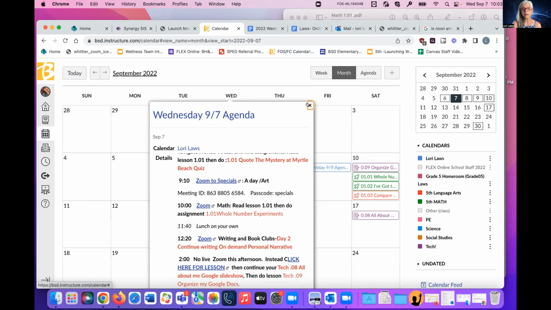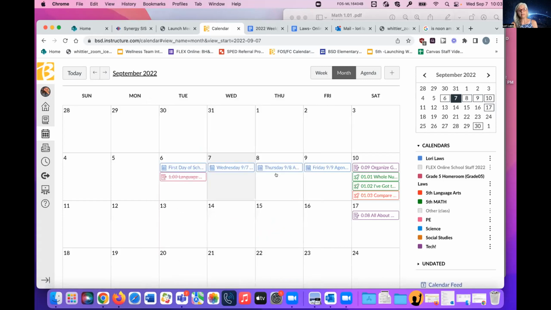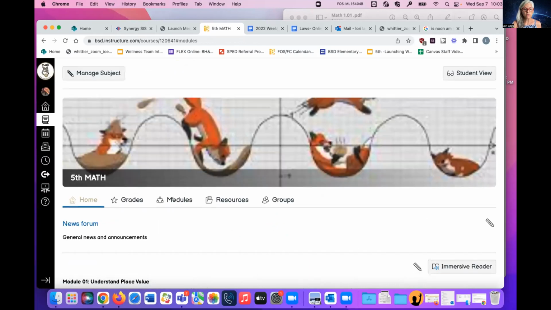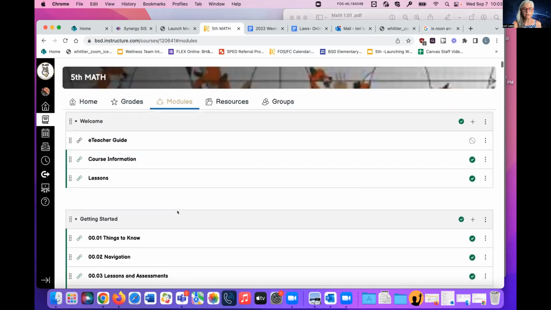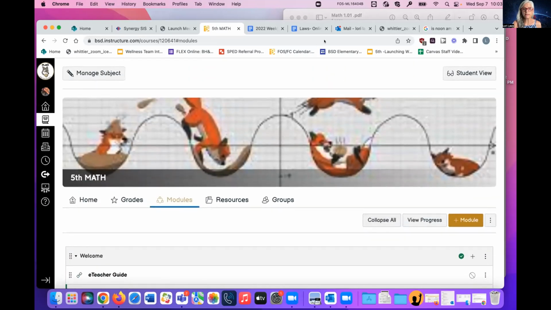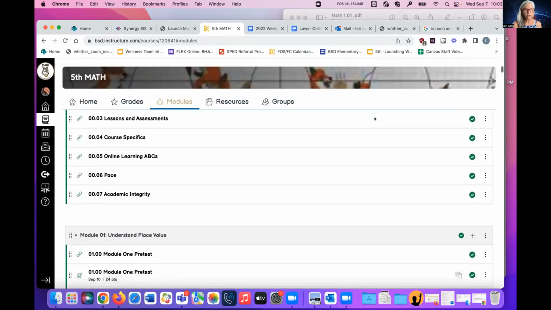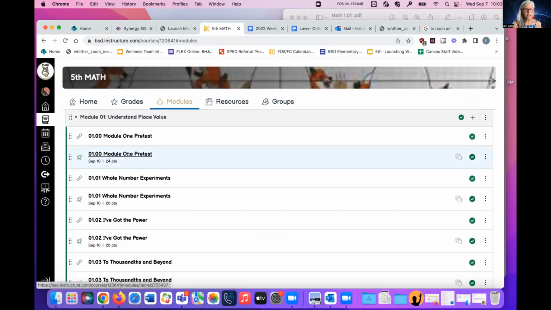So this first unit in math is working on place value, which I looked at your pre-tests, which most of you did yesterday, which is great. Congratulations. If you haven't done the pre-test, I'll show you where to find that. You're going to go to subjects, you're going to go to math, and you're going to go into the modules, like always. You're going to make sure your modules aren't collapsed, because then you can't see anything. And you're going to go down to yesterday's pre-test.